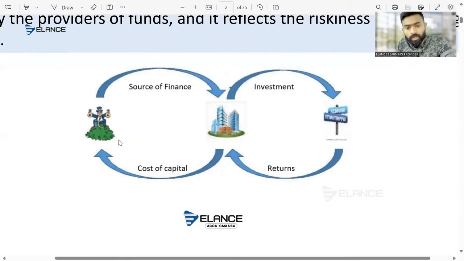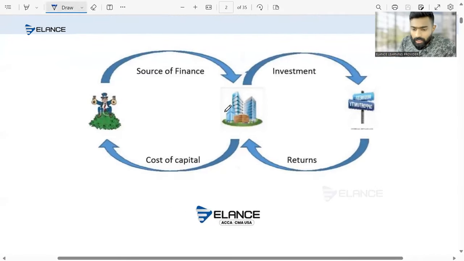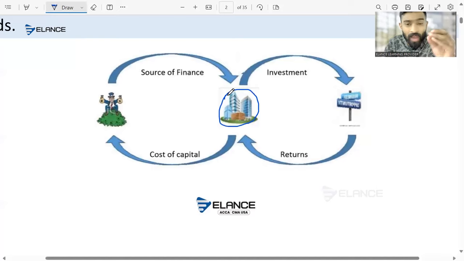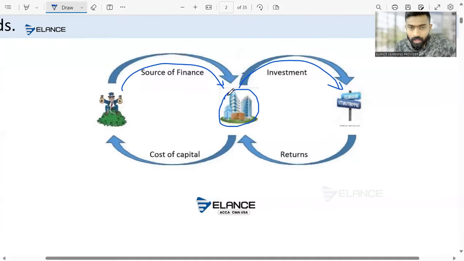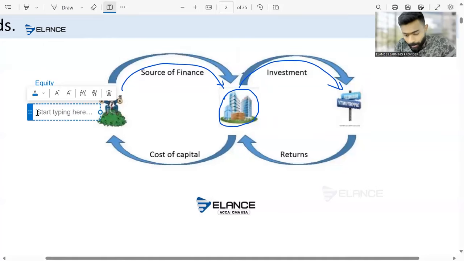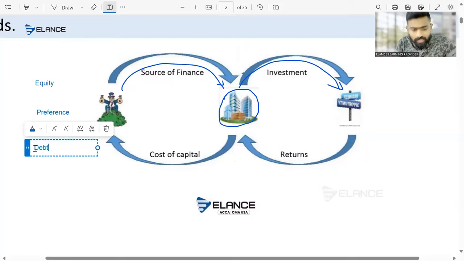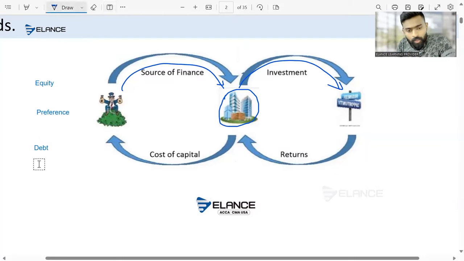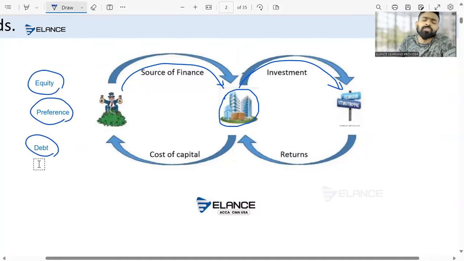Cost of capital, the very important concept to be learned. Assume this is our company. A company requires a good amount of finance to support investment. To support the investment, the company has to find funds. They have to find finance. The key sources of finance are equity, preference, and debt. These are the three key sources of finance. So a company could raise finance through equity, preference, or debt.